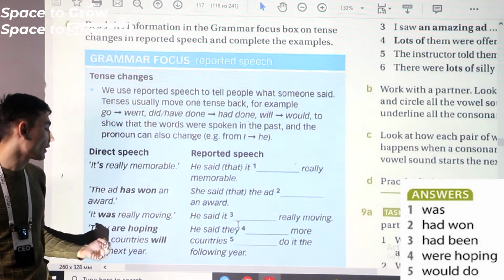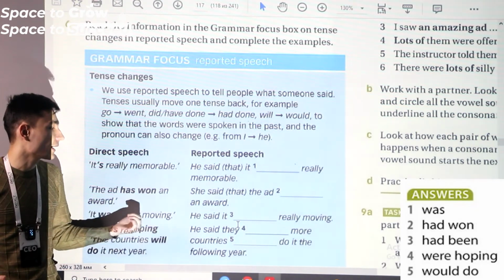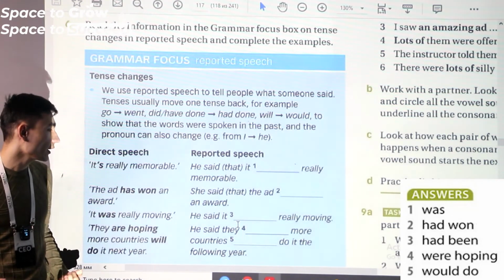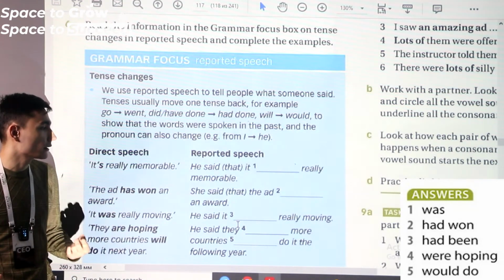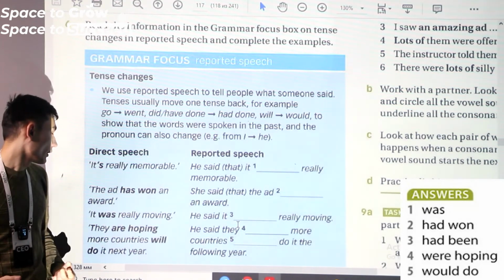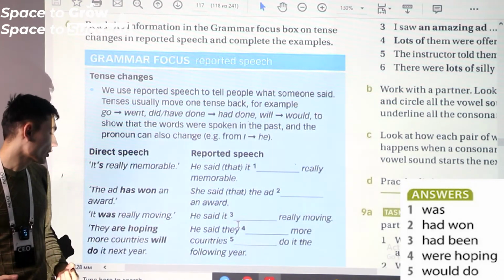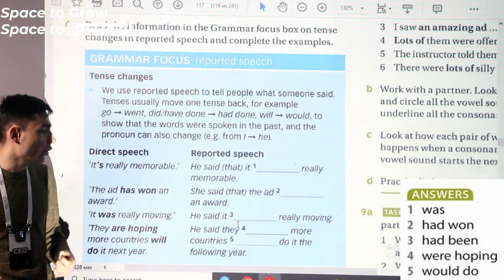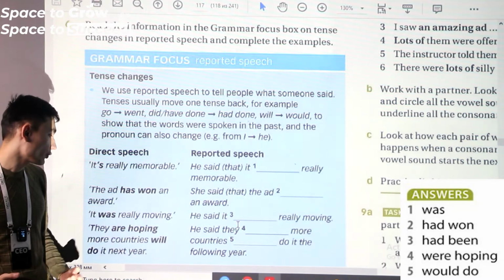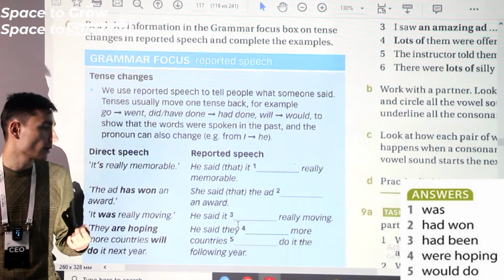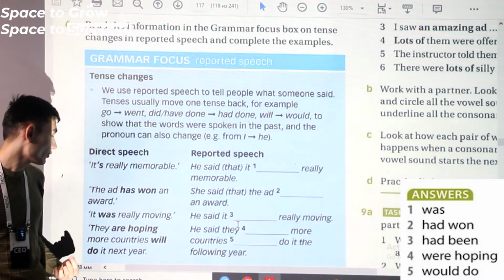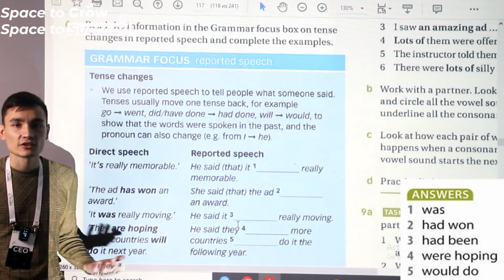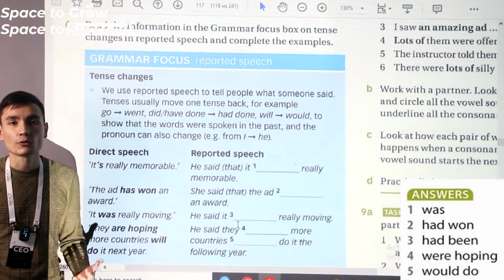The ad has won an award. She said that the ad had won an award. It was really moving. He said it had been really moving. And they are hoping more countries will do it next year. He said they were hoping more countries would do it the following year. And here you just have to pay more attention. The word next is changing to the following. So time words also change.